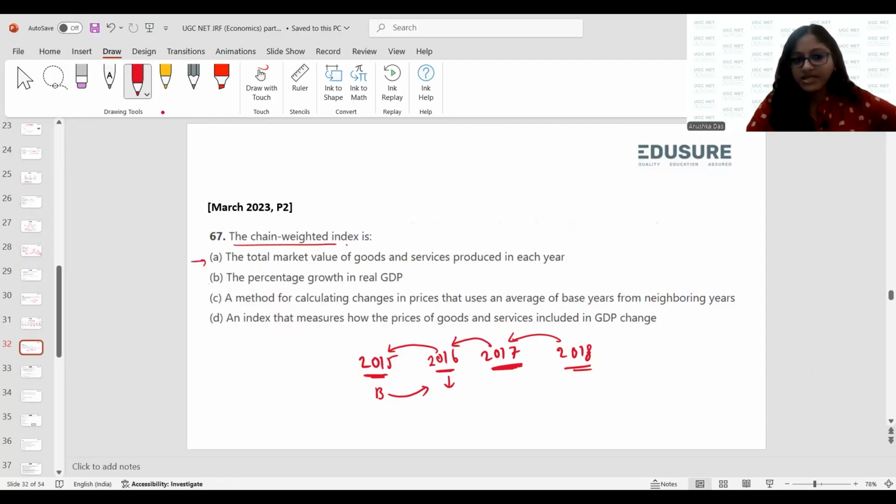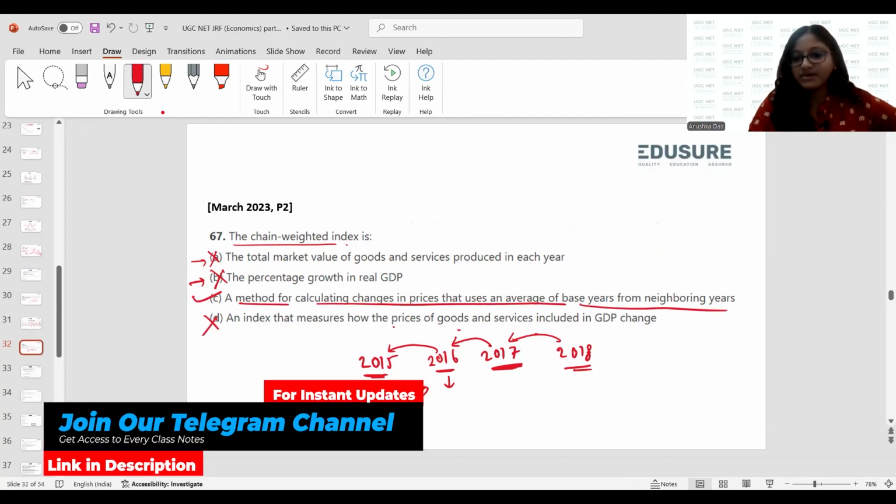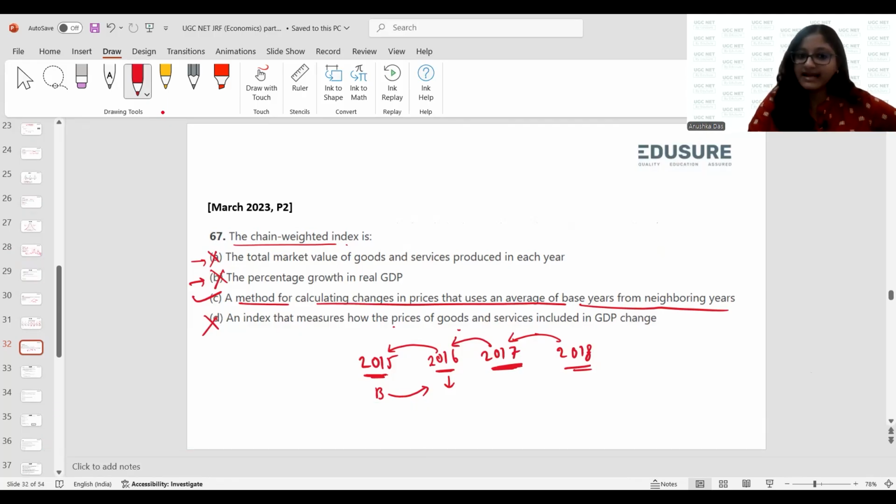See, the first option is saying the total market value of goods and services produced in each year. That is obviously not the answer. Percentage growth in real GDP? No. An index that measures how the prices of the goods including the GDP change? No. A method for calculating changes in the prices that uses an average base year of the neighboring year, that will give you the chain weighted index number, right?